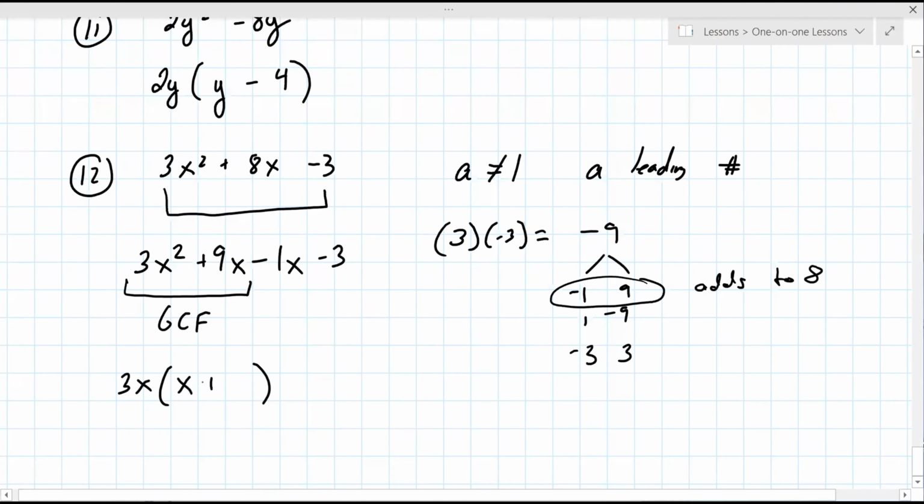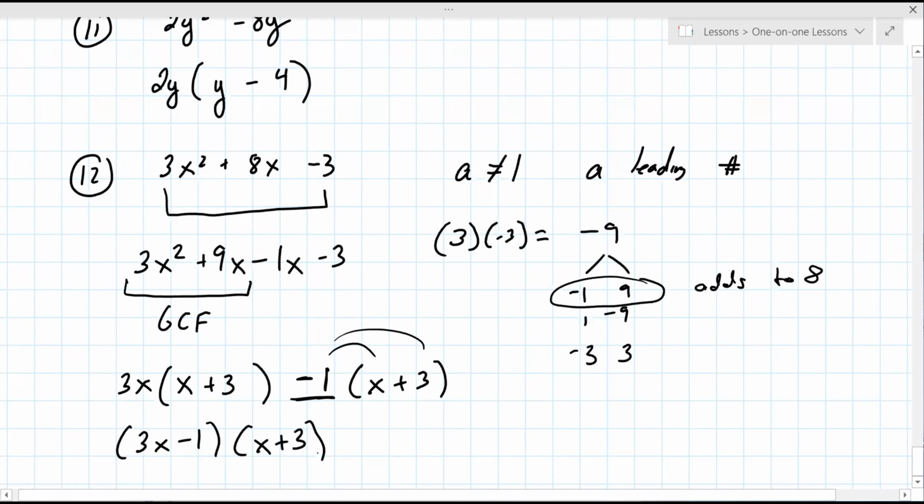x plus 3. And you immediately write what's in parentheses over here, and you figure out what goes in this position so that when you distribute it in, you get minus x minus 3. We'll know that to be minus 1. So now you've got 3x minus 1 times x plus 3. Yep. Great.